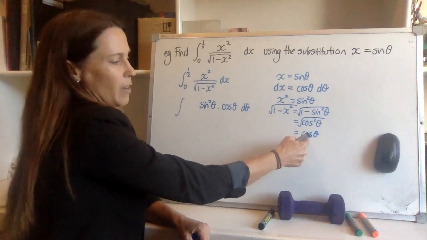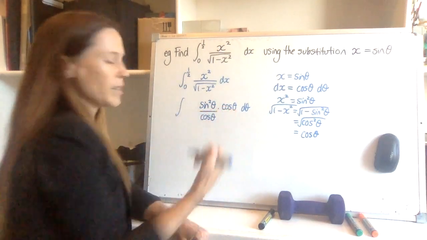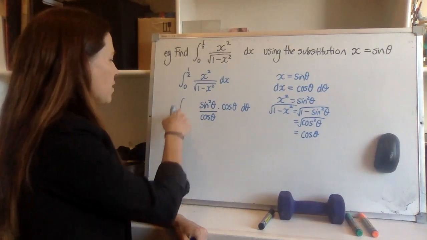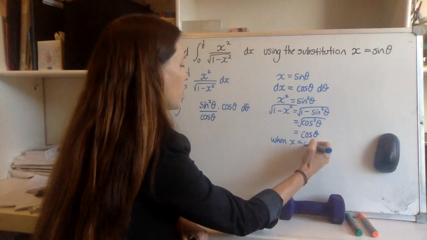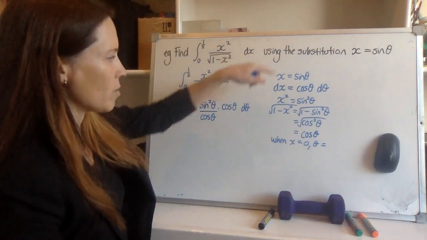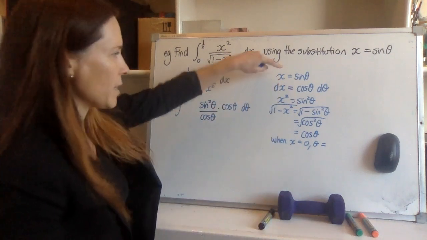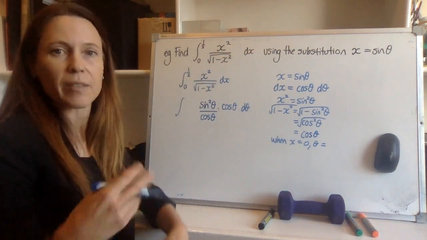And by putting it in over here, it's really clear where I got it from when I sub it in on this side. All I've got to do now is find my bounds. So when x equals 0, what's theta? Well, when x equals, we can use this one. When x equals 0, sine theta will equal 0. So we're thinking sine of something is 0.